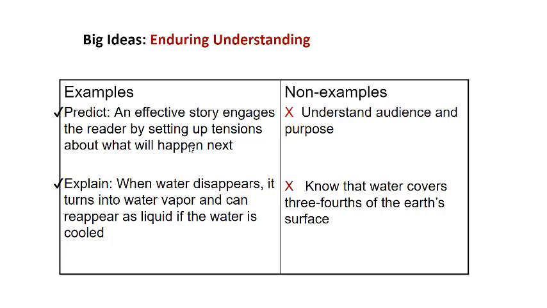So we can improve the metacognition with critical thinking, for example, problem solving if there is any conflict in the story, so they can, for example, propose another end for this story, and this is the enduring understanding. And also to explain, for example, when water disappears, it turns into water vapor and can reappear as liquid if the water is cooled. This is critical thinking, and when they understand and can explain how this happens, that means this is an enduring understanding.